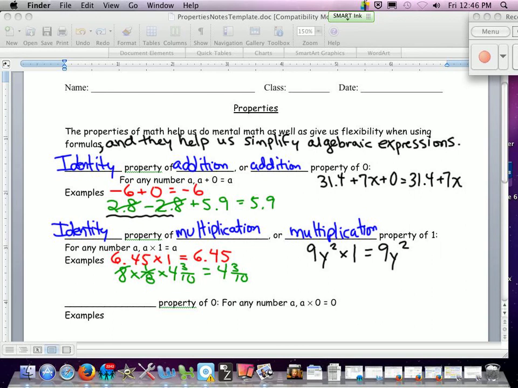For the next one, we have any number a. We have a times 0 equals 0. Who recalls what that property is? Multiplication property of 0. The multiplication property of 0.